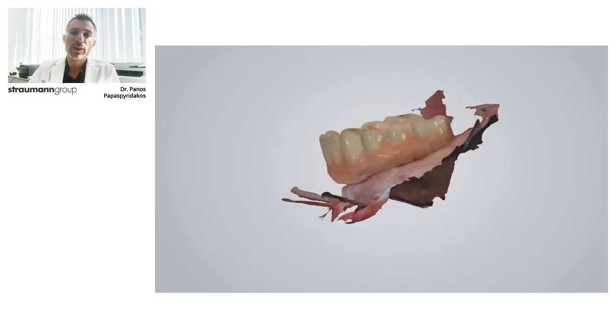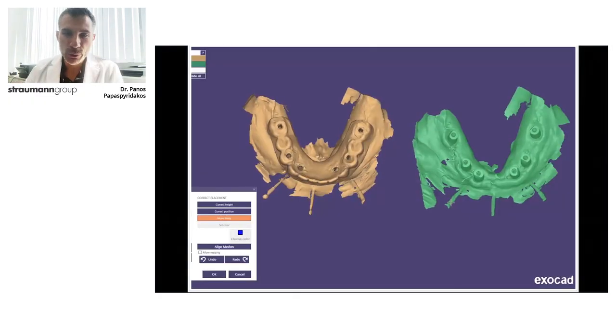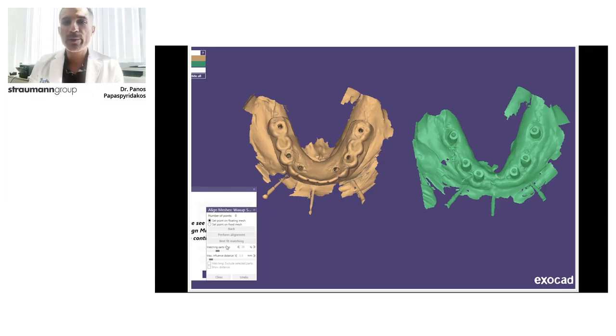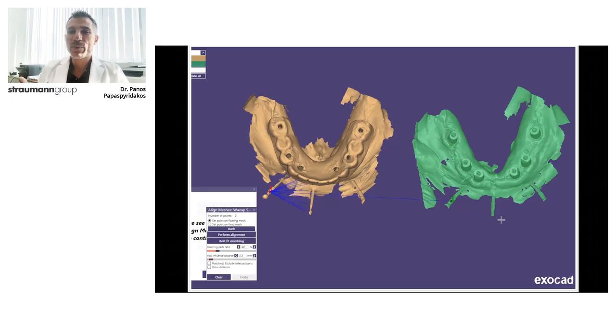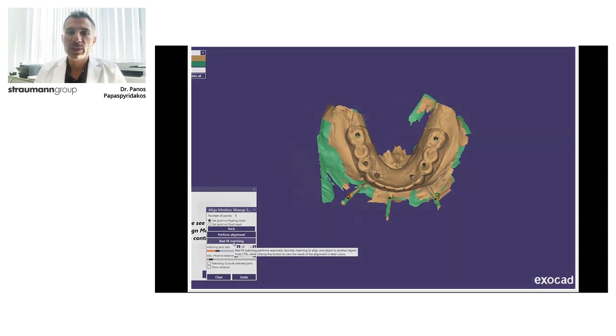So what do we do with these 2 STL files? Similarly to before, we will superimpose these 2 STL files. We will import them into the planning software, into the CAD software, and we will use the anchor pins to overlap the 2 files. And you can see here, it's so easy. We need a minimum of 3 fiducial markers so that we can orient them in space. Perform alignment, and now you see unprecedented information.